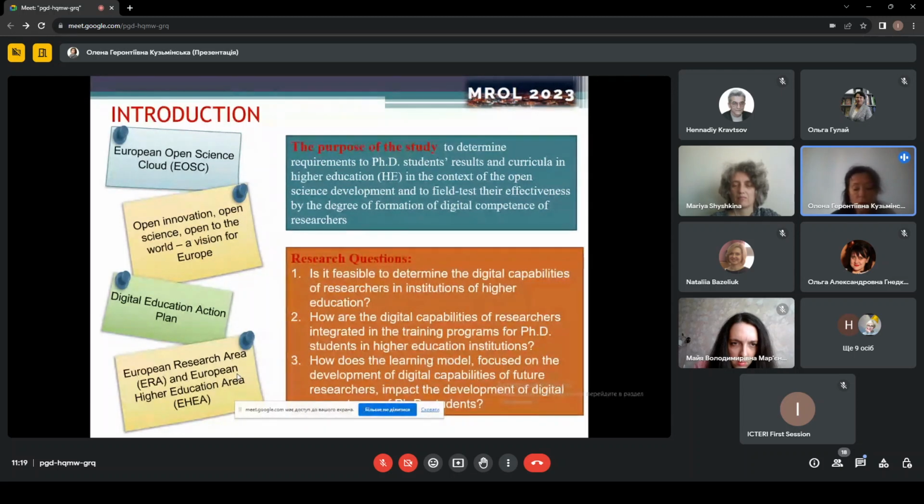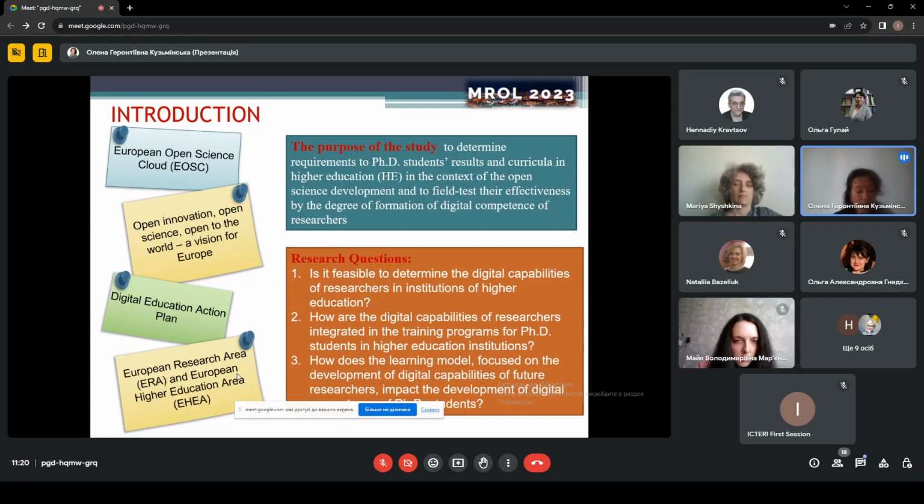The new model should focus on the development of digital capabilities of future researchers and the inclusion of digital competence in educational programs. Relevant experience is presented in the studies of both Ukrainian and international researchers. In particular, the design and reflection of learning open science in an educational institution in Germany.